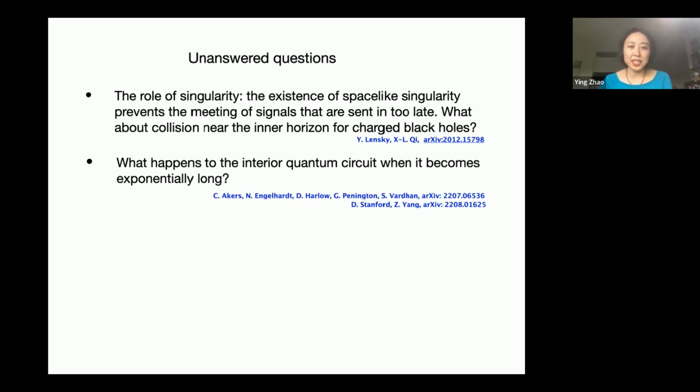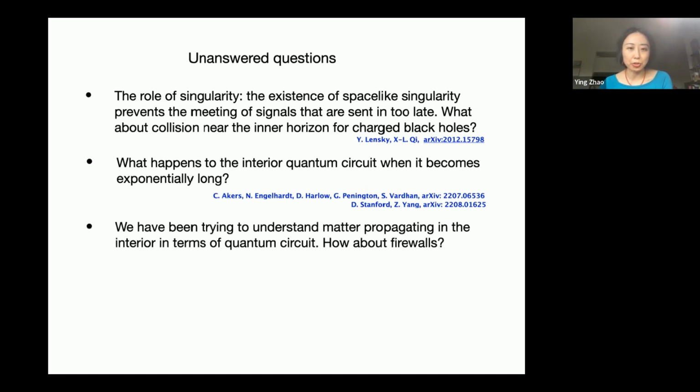What we see is that the dynamics inside the black hole interior can be characterized by a quantum circuit. The idea I had in mind is that effective field theory physics in the interior is more or less encoded in this interior circuit. But we want to ask what will happen to the interior circuit when it becomes exponentially long. There is some very interesting recent work showing that at exponential time, this encoding circuit becomes highly non-isometric, and there might be some non-perturbative effects that become important. But from the circuit point of view, what will happen to the circuit?